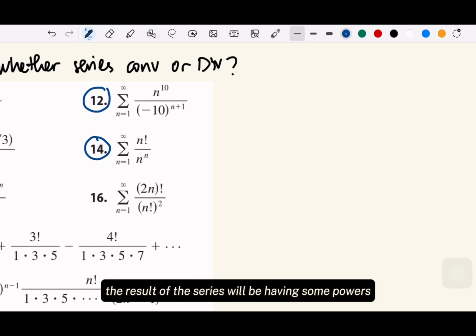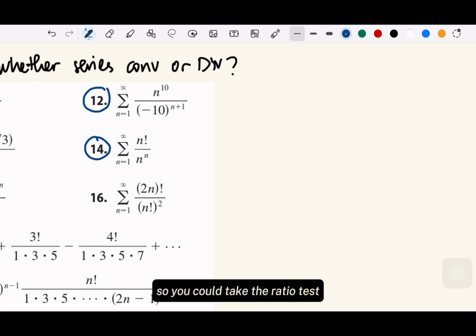So of course the result of the series will be having some powers or some multiplication which can be taken care of by this factorial or the power. So you can immediately check the ratio test. It's not always work, but mostly it will work. So you could take the ratio test.